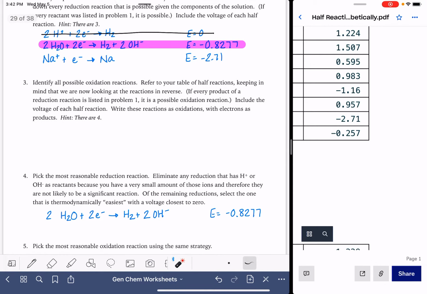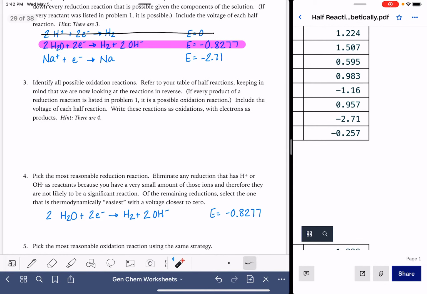We're going to look for possible oxidation reactions. Now remember, this table lists everything as reductions. Oxidation reactions are reversed. They're the opposite. So now we're going to be focusing on the right-hand side of the arrow, looking for reactions where the only things that we see are one of these 5 substances or any combination of them.